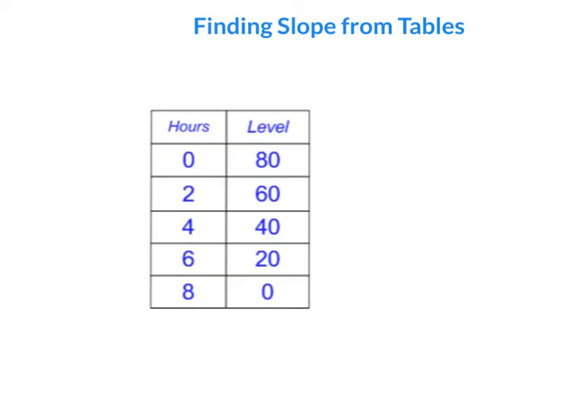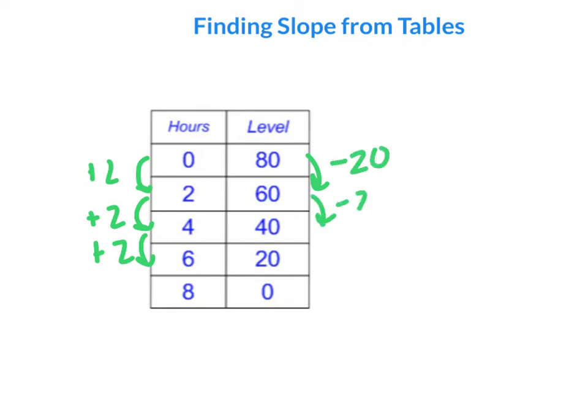Let's take a look at a second example. So let's look at the change in the hours. So the hours are increasing here by 2, and it's by 2 each time. And now the level is going down, and it's going down by 20. And again, that's consistent each time.